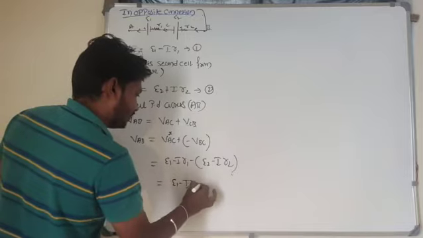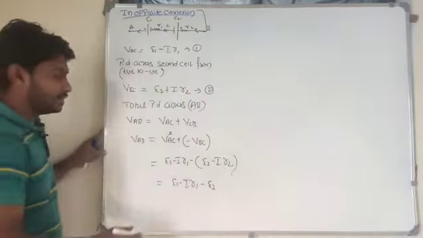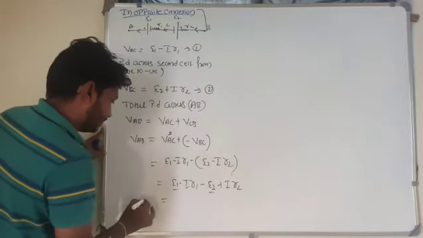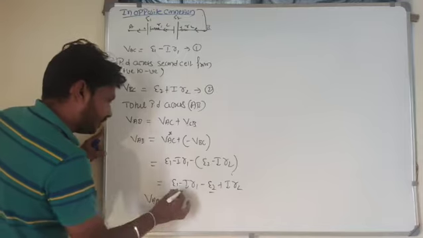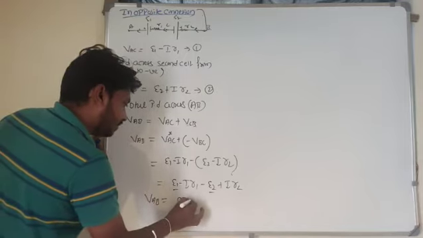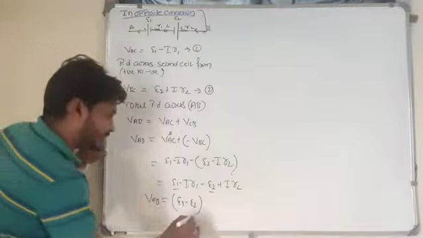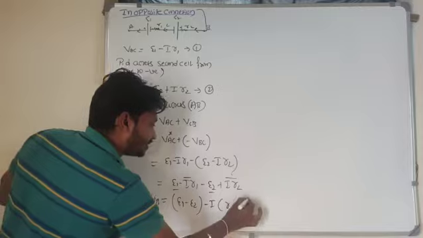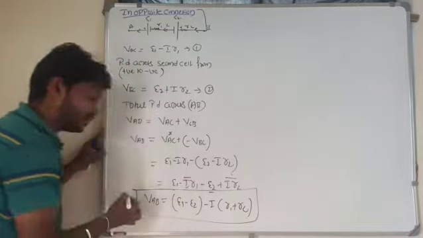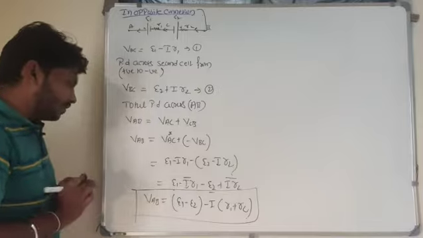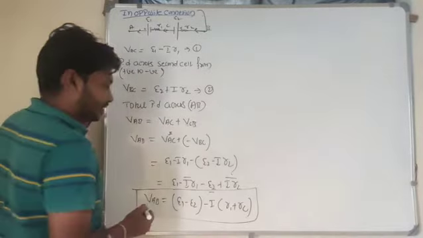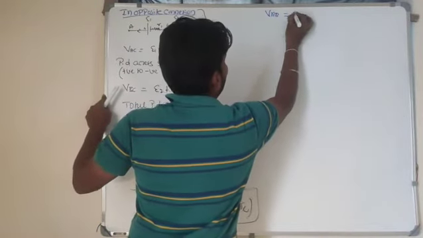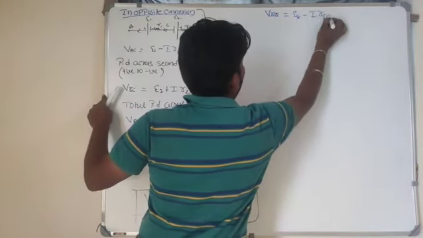So E1 minus I into R1, minus, if I take out the bracket, minus of E2, minus into minus plus I into R2. Look here: V of A to B is nothing but E1 minus E2, with I a common term, minus I into R1 plus R2. So this is the required equation in case of opposite polarity: E1 minus E2 minus I into R1 plus R2. So V of A to B is equal to E equivalent minus I into R equivalent.